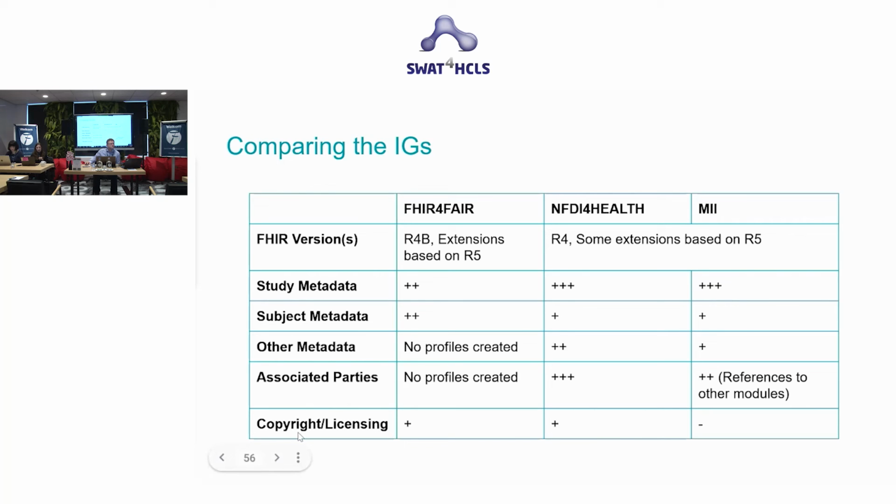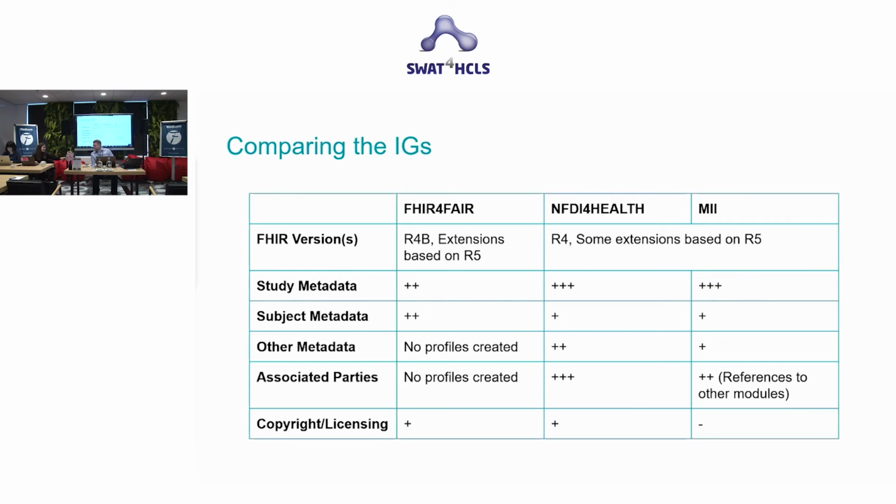And another important aspect, which is also influencing reusability, is the aspect of copyright and licensing. In FHIR4FAIR and FHIR4 we created some value sets and extensions to address this specific variable. And I think in the MII, at least I didn't see anything addressing this particular point, or not to this extent. But I think it's also on your list, Matthias, right?